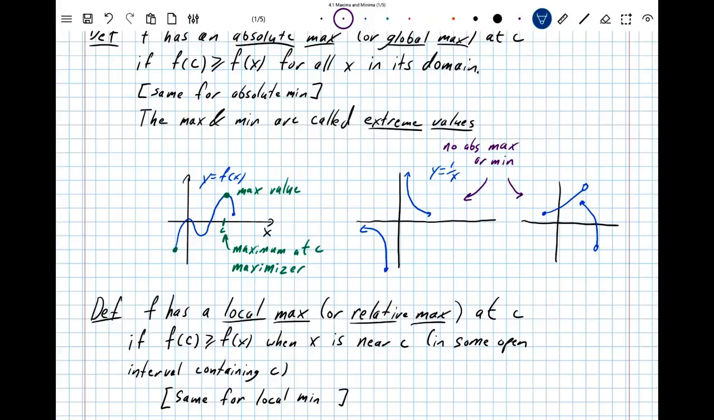So be aware that you don't necessarily need to have one. You might still have limiting behavior, but you don't need to have an absolute max or min. Okay, this brings us to our next point. What is going on?